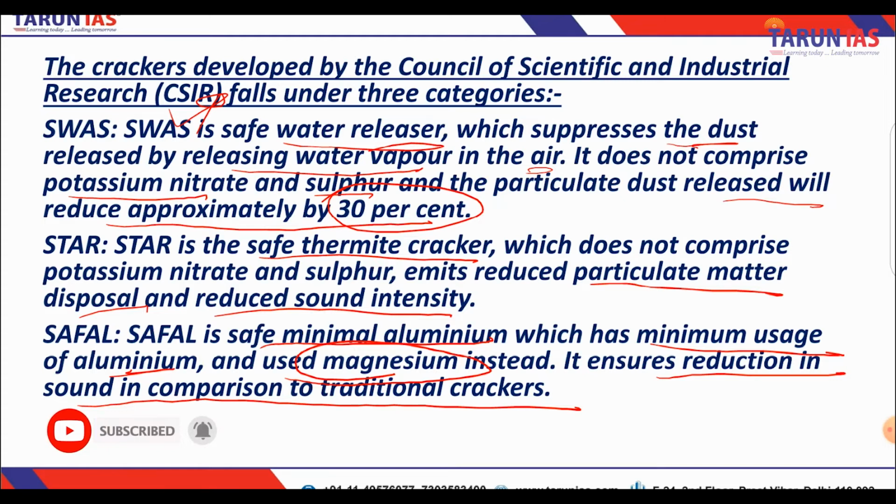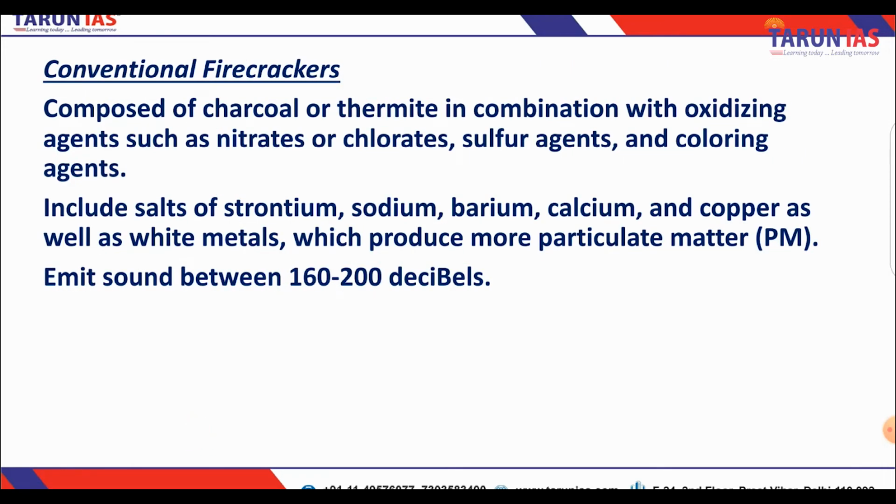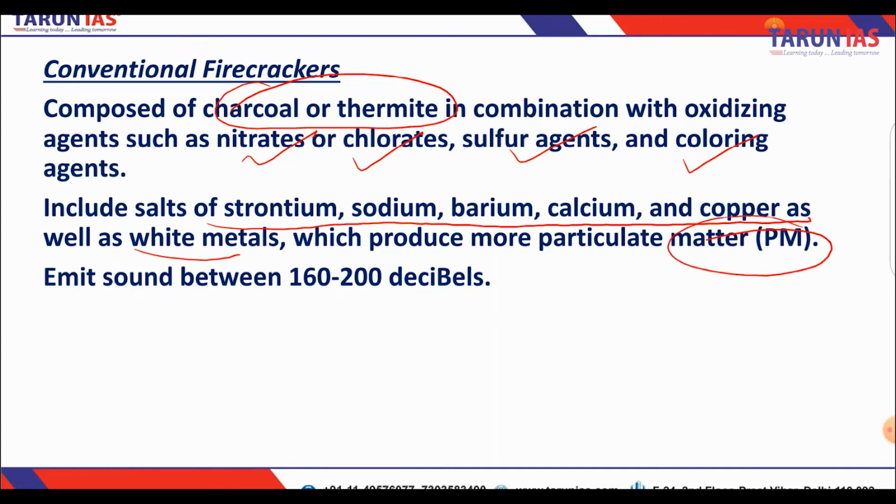Alright. Now what are the conventional crackers then? They are composed of charcoal or thermite in combination with oxidizing agents like nitrates, chlorates, sulphur, coloring agents, etc. They have salts of strontium, sodium, barium, calcium and copper, as well as white metals which produce more particulate matter. They emit sound in the range of 160 to 200 decibels, whereas the sound range of green crackers is 100 to 130.